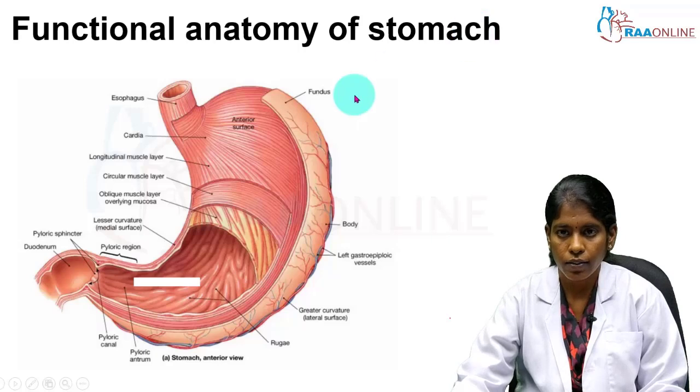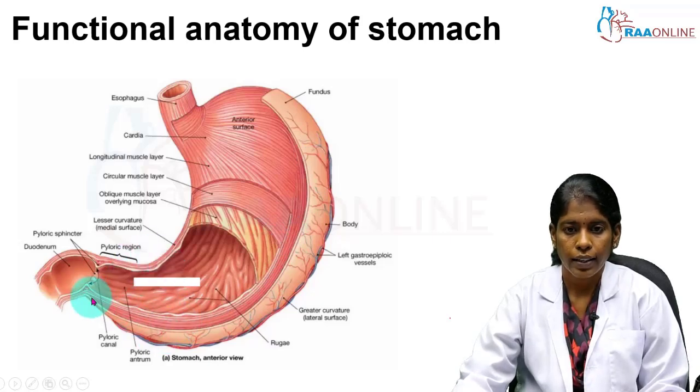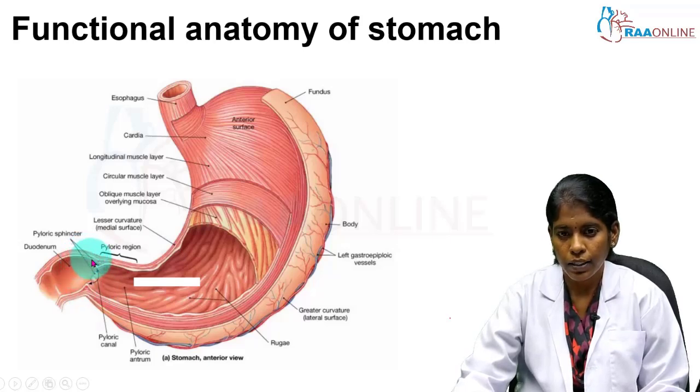First, this is the fundus, and this is the body of the stomach, and this part is the antrum of the stomach, and this is the pylorus. In the pylorus, the circular muscle that is surrounding the pylorus is thickened to form the pyloric sphincter.